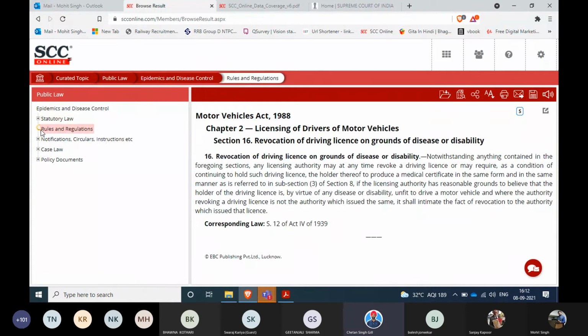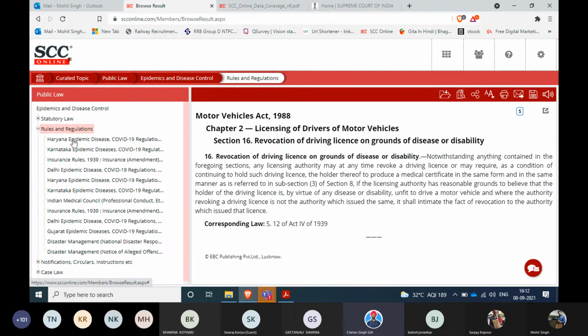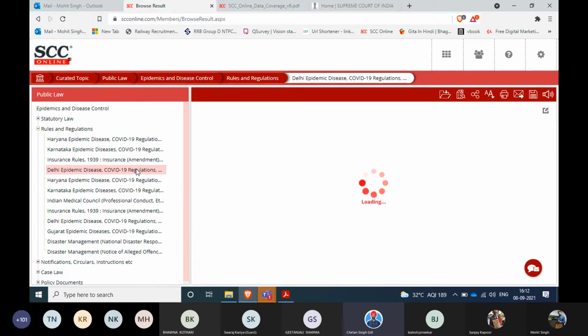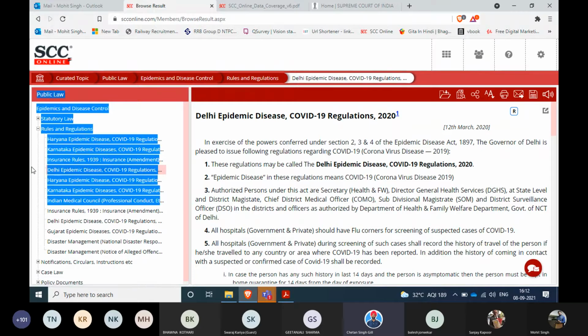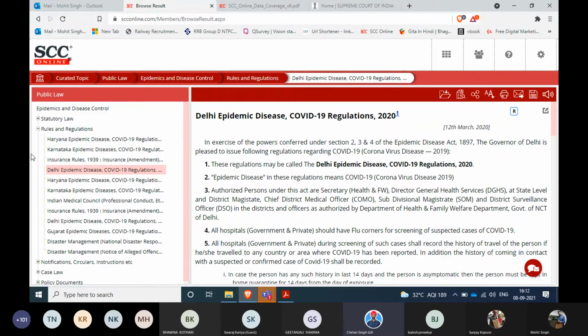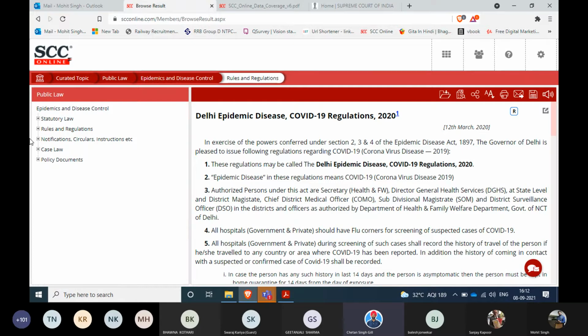So all the rules and regulations that have come up in the recent past will all come over here. So you don't have to go out looking for it. All the guidelines, all the rules and regulations that have been issued by the government or the department will come over here. You can go through it, make a note and get going with it. Similar thing will apply with notification. I will leave that. Let's get into case laws.